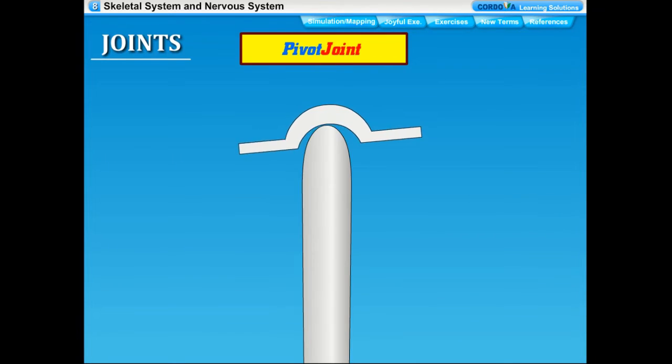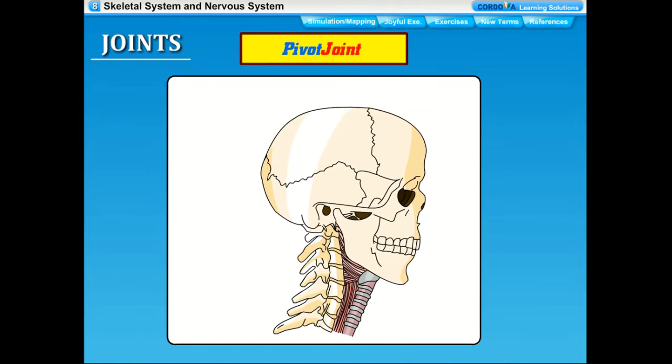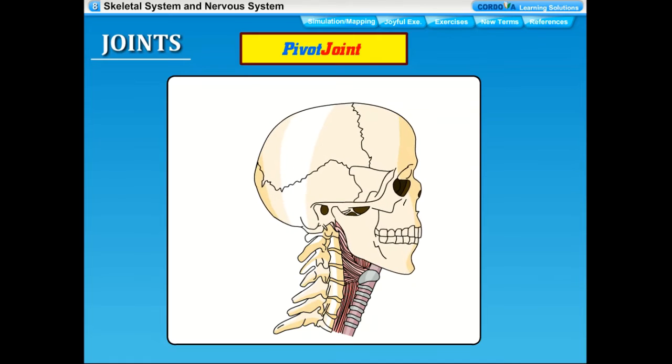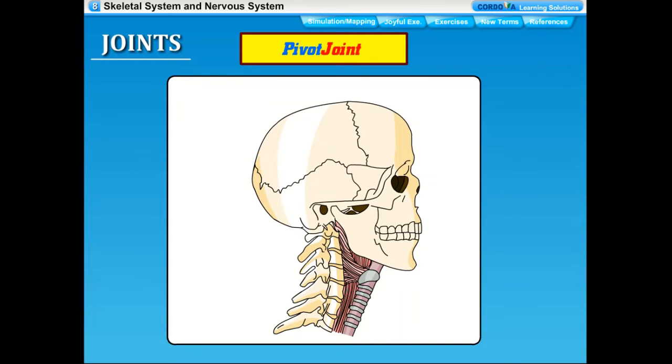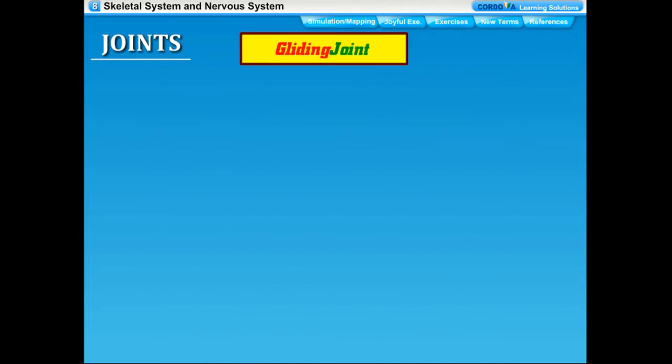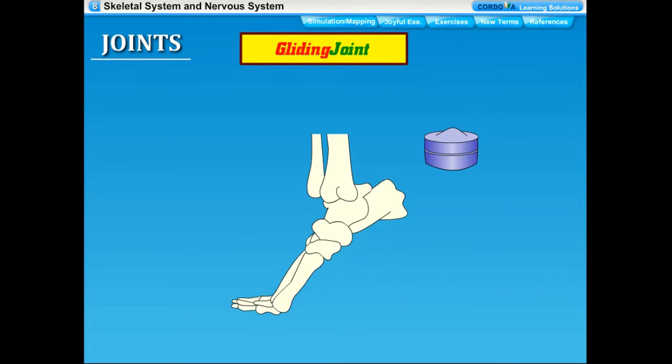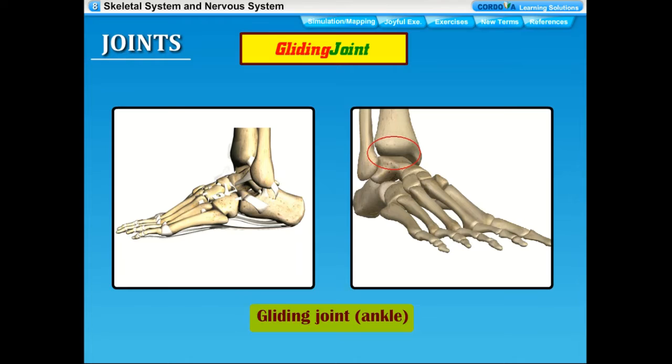Pivot joint. This joint is found in neck. The skull is connected to uppermost vertebra of spine called atlas with pivot joint. This joint helps us to move our head upwards, downwards and sideways. Gliding joint. This type of joint is found in the wrists, ankles and between any two vertebrae of the backbone. It allows the bones to slide against each other.